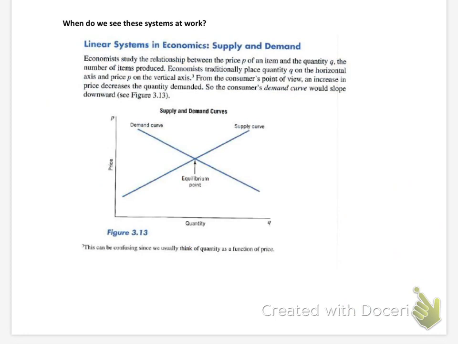When you think about supply and demand curves, price is the y variable and quantity is the x variable. And that is not really consistent with what we think about. This can be confusing since we usually think of quantity as a function of price, but this is just the way they write this. The reason why we have this in here is because they have a downward sloping demand curve and an upward sloping supply curve, and the equilibrium point is the solution of that system of equations. So that's the economic piece of a system of equations.